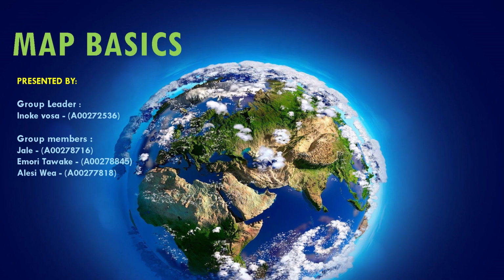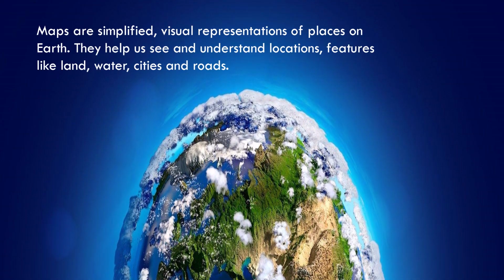Basics. My group consists of 4 members, which is Inoke, Charlie, and that is me, Emory, and Alice. Maps are simplified as visual representation of places on Earth. They help us see and understand location, features like land, water, cities, and routes.